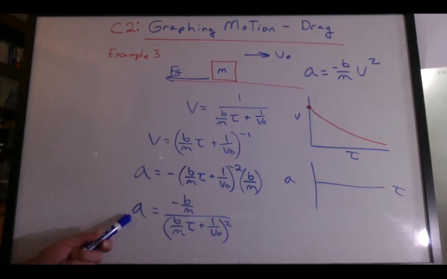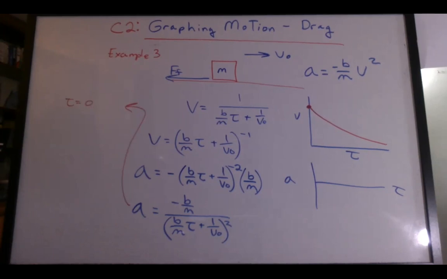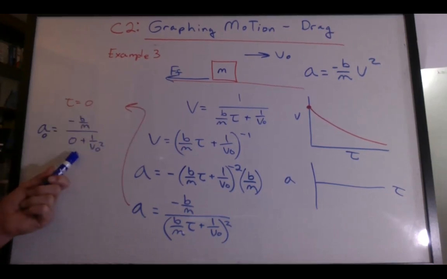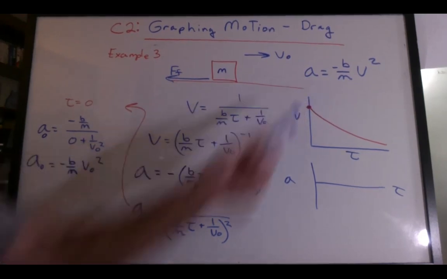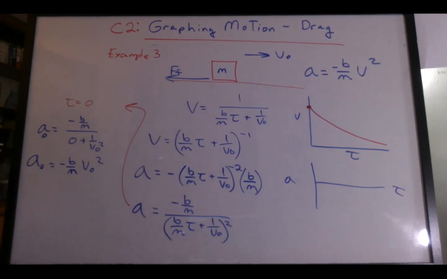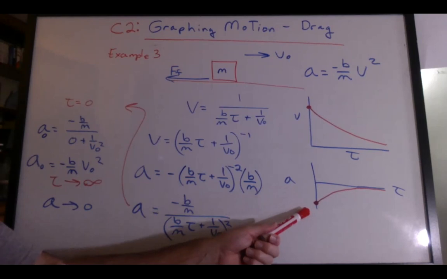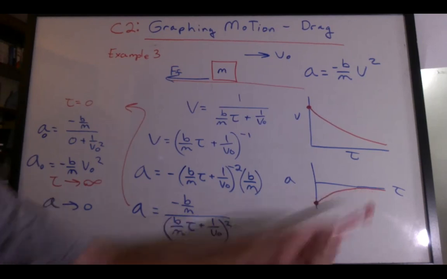So we do have an acceleration that is negative. And if t is equal to 0, we have an initial acceleration, and if we simplify, we get an equation that agrees with our acceleration equation as a function of velocity. And if t approaches infinity, the acceleration will approach 0 as well. So our graph starts at an initial negative acceleration and approaches 0.